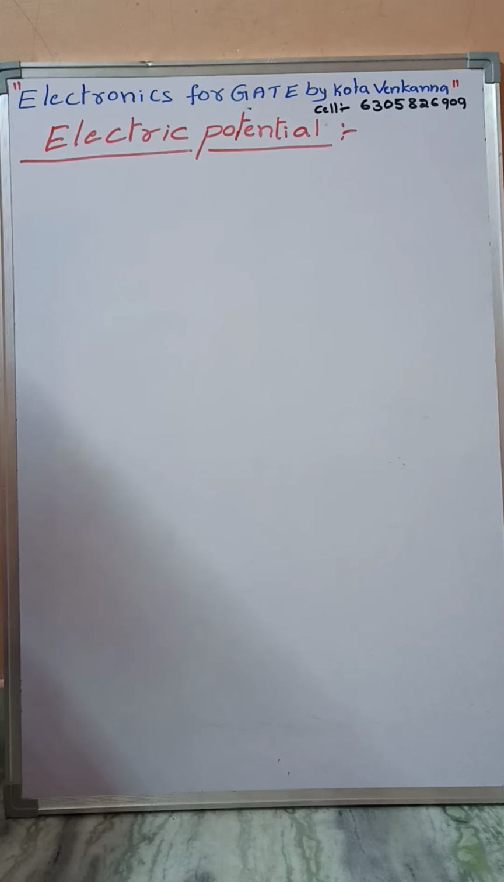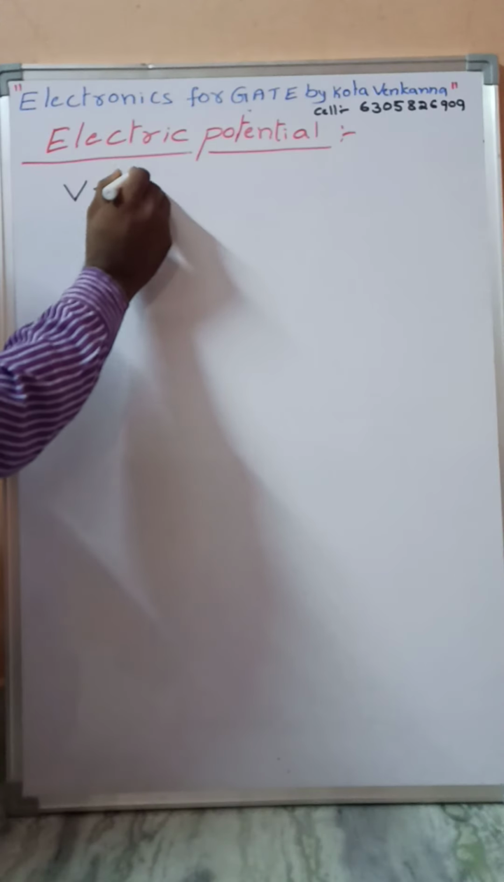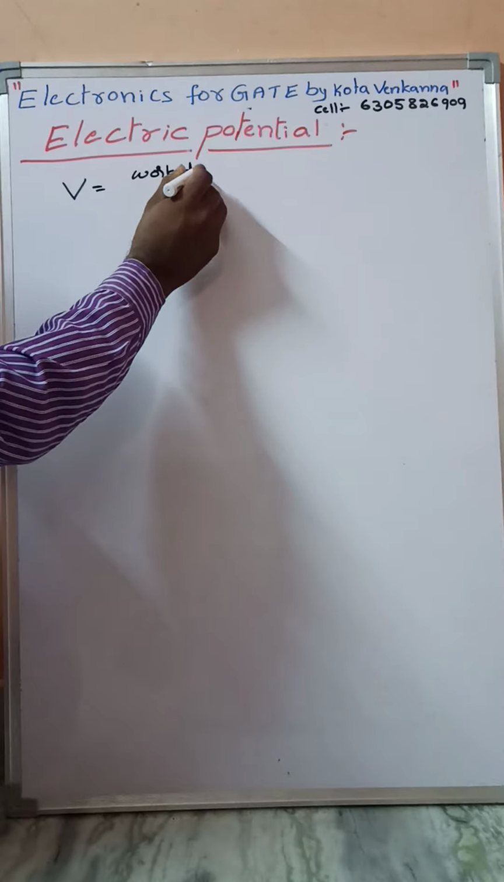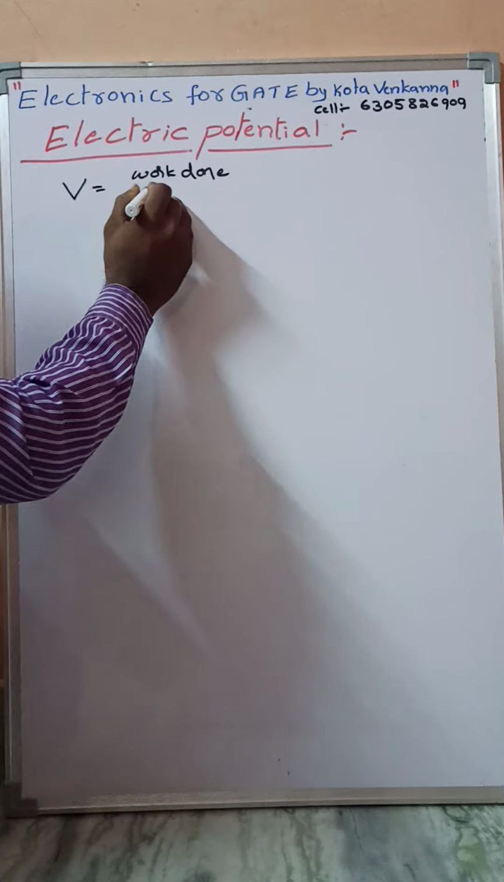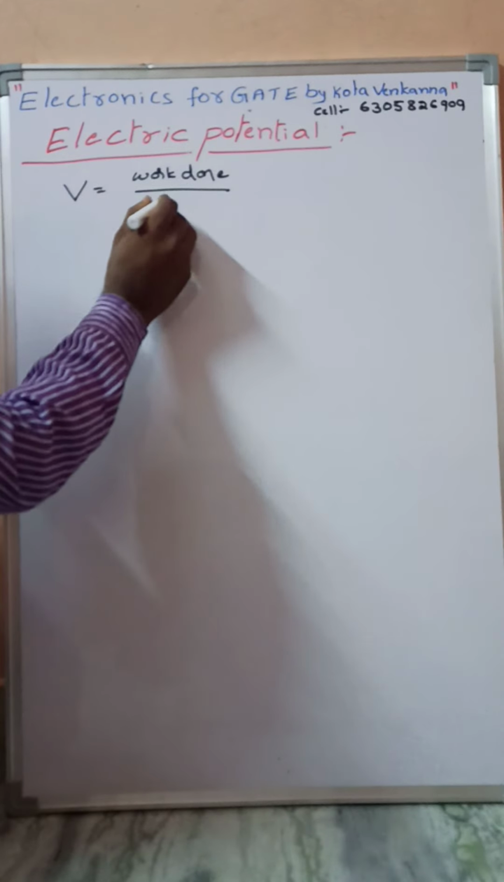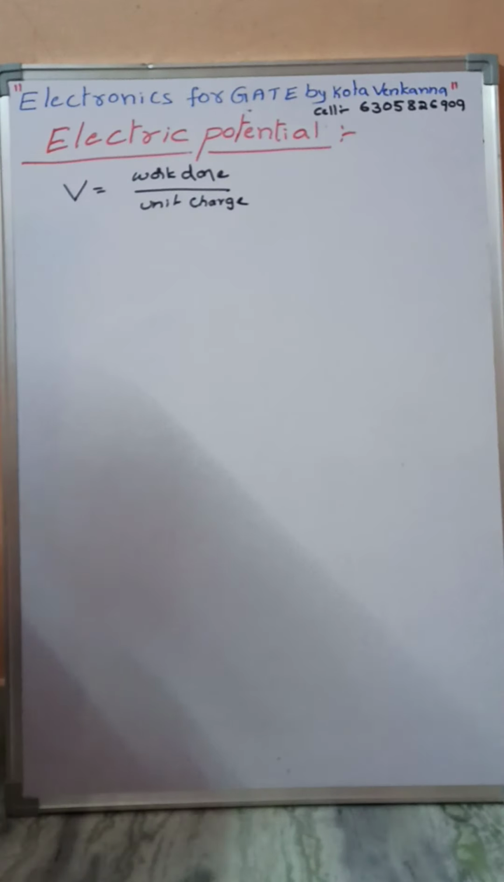Today I want to discuss the topic electric potential. The potential is represented with V. It is defined as work done per unit charge. Work done per unit charge is known as electric potential. It is a scalar quantity.